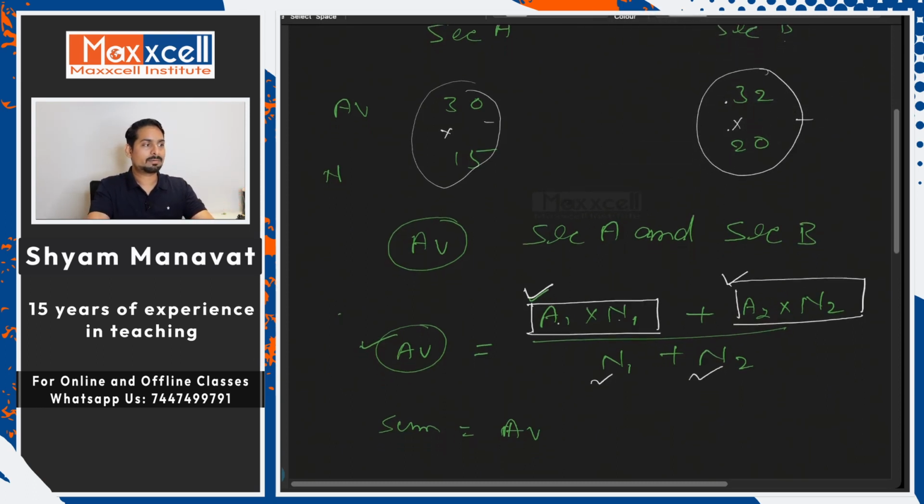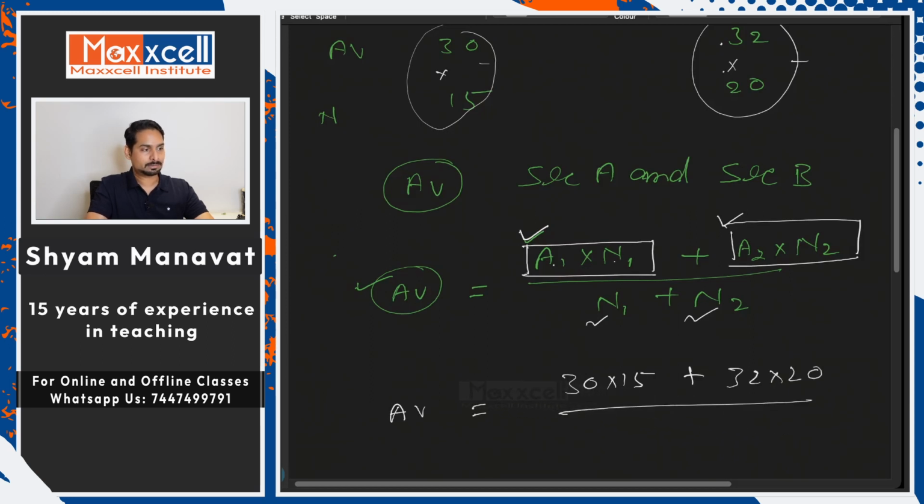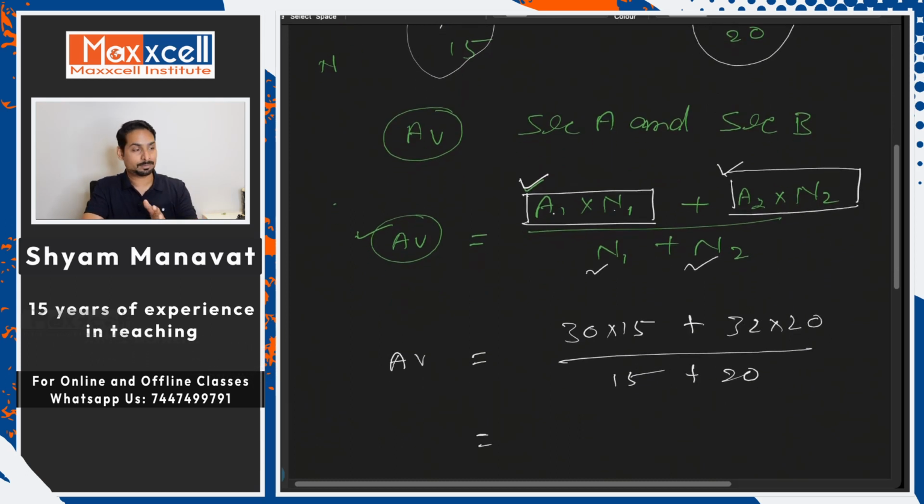Okay, so if you want to find the average in this condition, what will you do? You will say, all right, the combined average for this particular case should be 30 into 15 plus 32 into 20, divided by 15 plus 20. Okay, simplification, I will leave it up to you. I know that you are much faster in calculation than me, right? So this is 450 and this will get you 640, divided by 35.